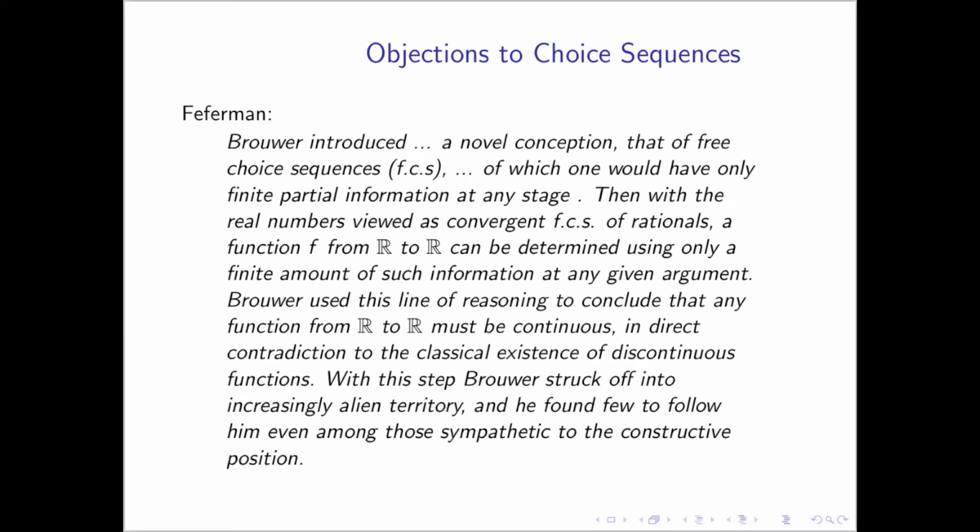Brouwer used this line of reasoning to conclude that any function from R to R must be continuous, in direct contradiction to the classical existence of discontinuous functions. With this step, Brouwer struck off into increasingly alien territory, and he found few to follow him, even among those sympathetic to the constructive position.